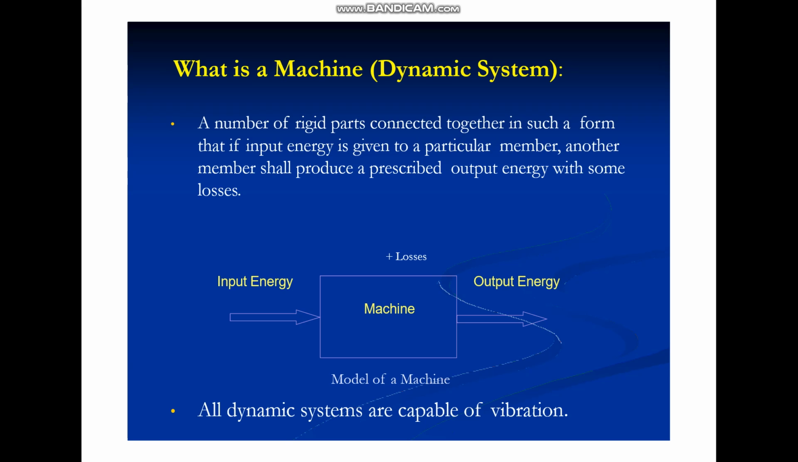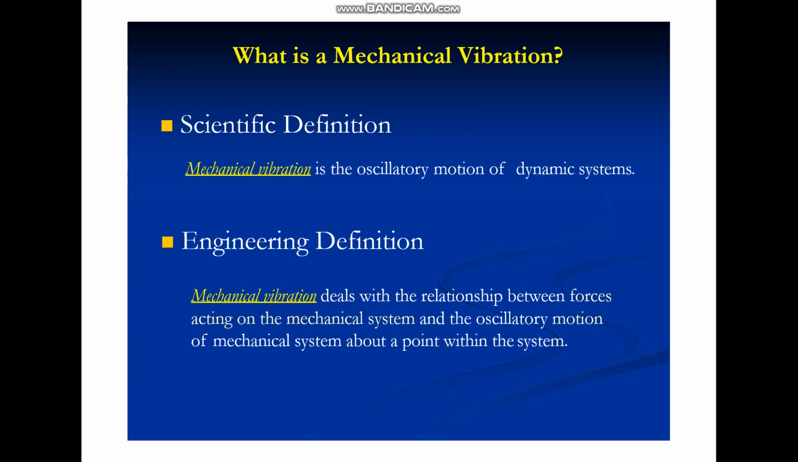Vibration is basically the relationship between forces that act on a mechanical system. This results in oscillating or repeating motion. Or in simple terms, we can say that vibration is basically a simple harmonic motion about any point.